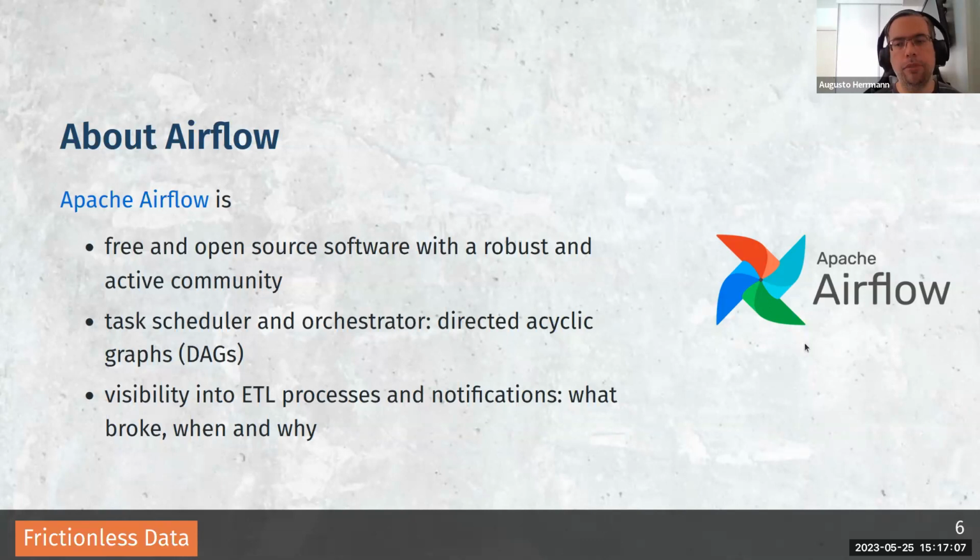And we chose Airflow because of the active community. If you look at GitHub, you'll see that it very often has new versions, new releases, and the issues are very dynamic. And also because it gives visibility into the ETL process and gives us notifications when something breaks. We get a link to the log and can look up whatever caused the pipeline to break.